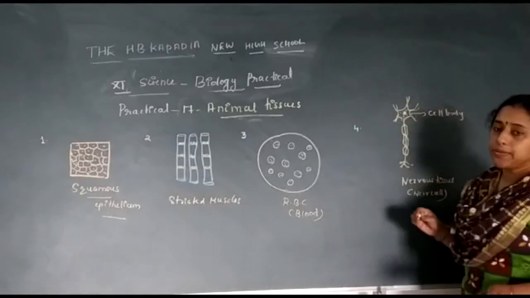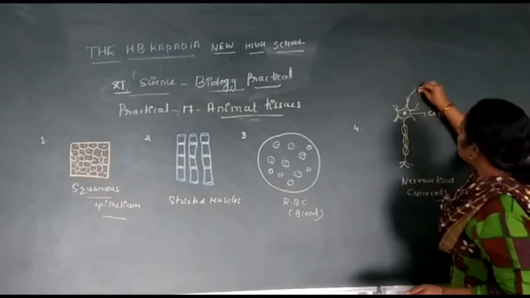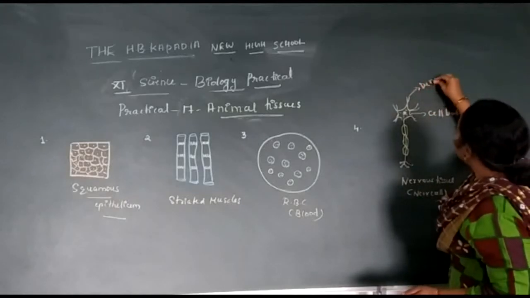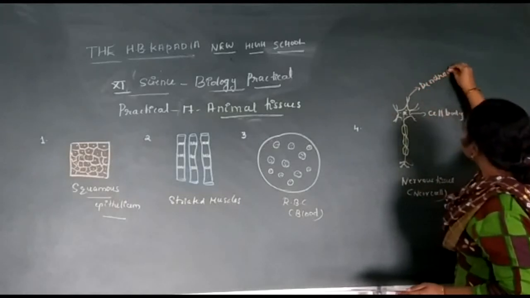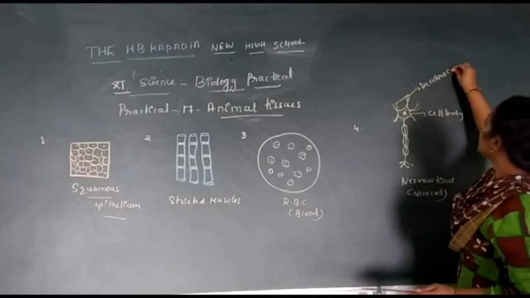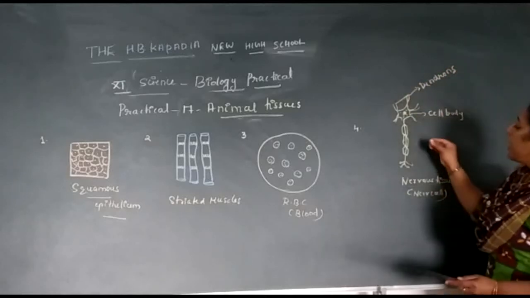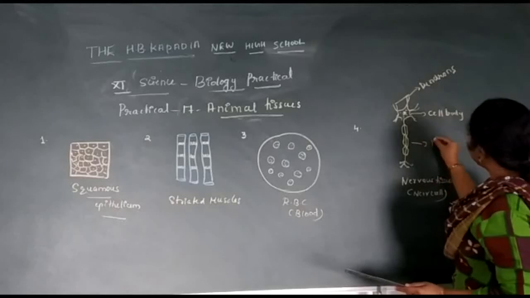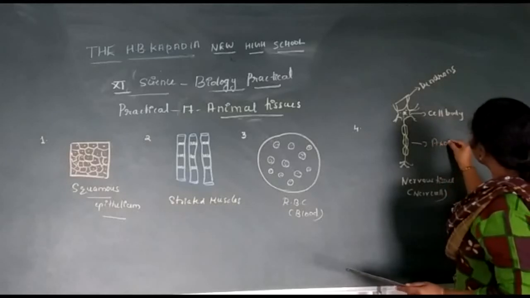And there are 2 types of extension. The small extensions are called dendrons. And the long extension is called axon.